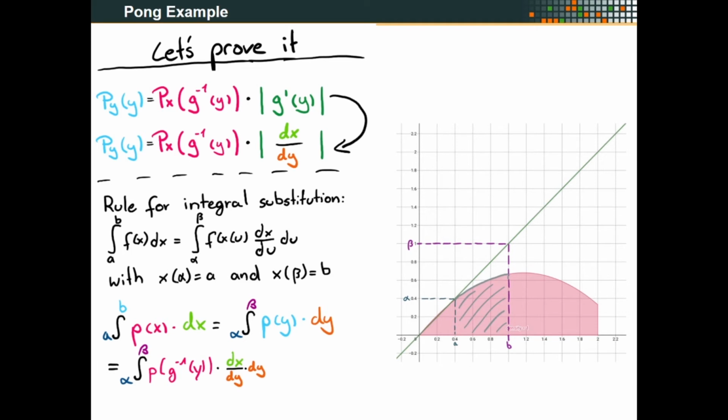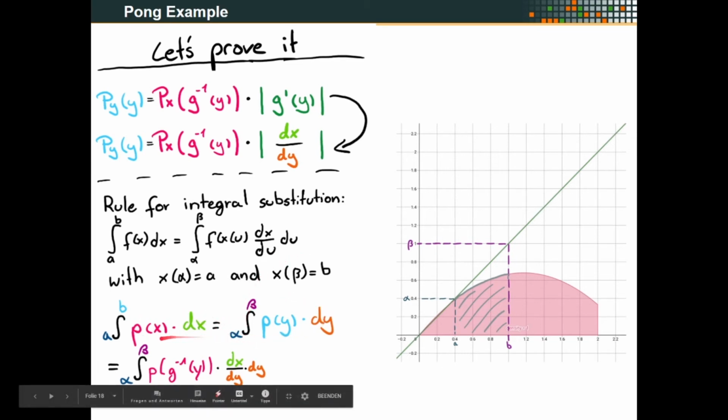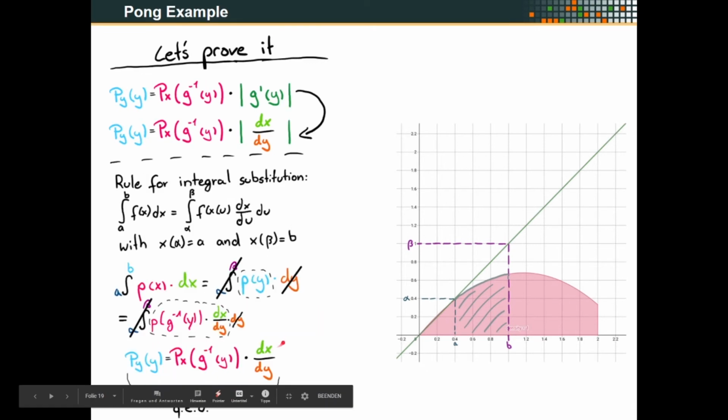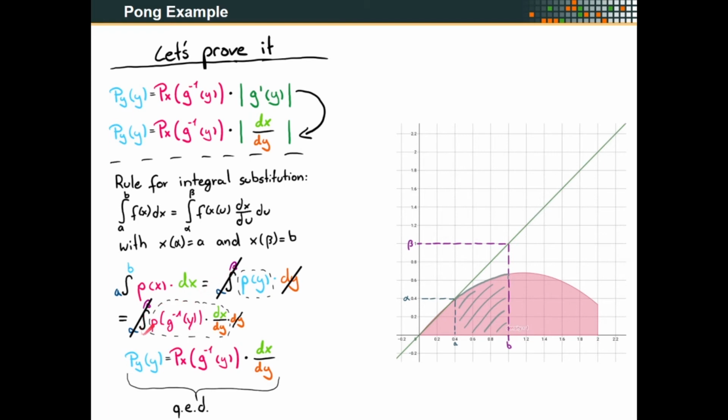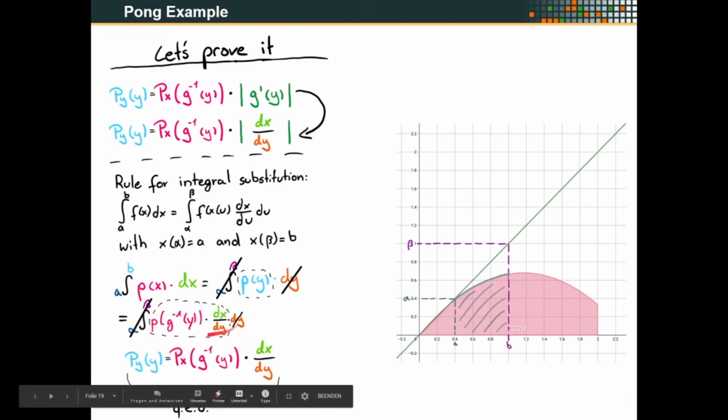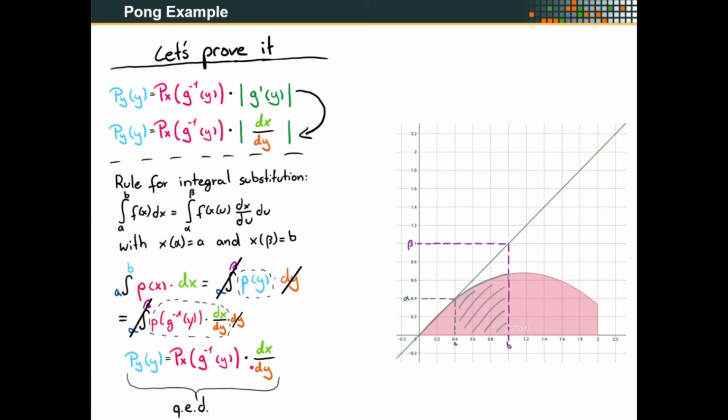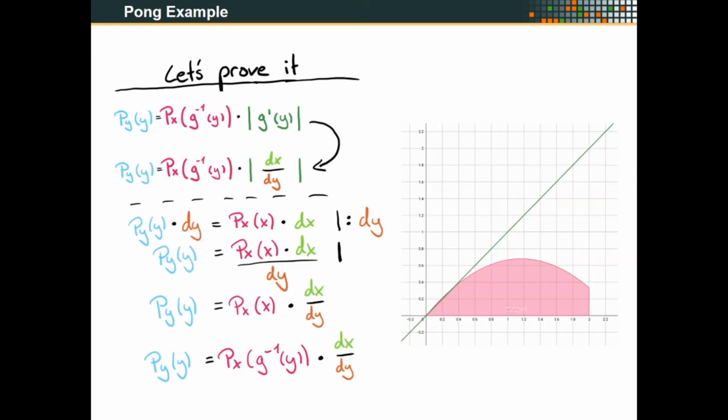As we already know, the areas of the intervals [a, b] and [alpha, beta] are the same. We now apply the general integral substitution rule. By reducing the term by the intervals dx and dy, which we are allowed to do since they are the same, we get p_y(y) equals p_x of our inverse transfer function times the derivative of the inverse transfer function, which is what we wanted to prove. We take dx over dy as an absolute value because there cannot be a negative probability.